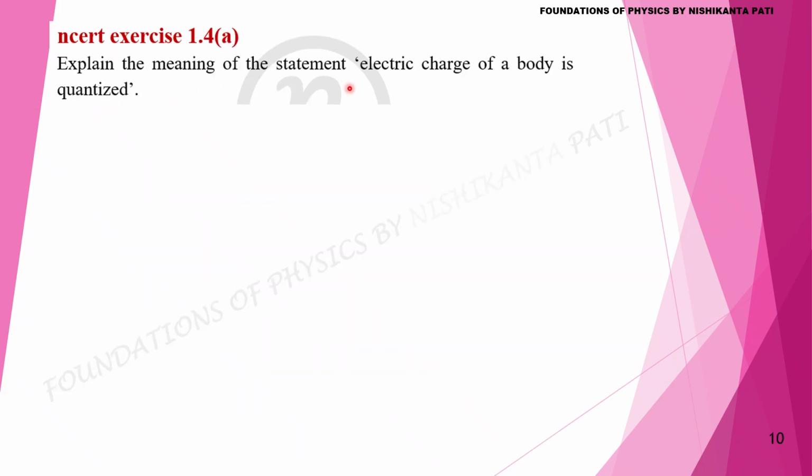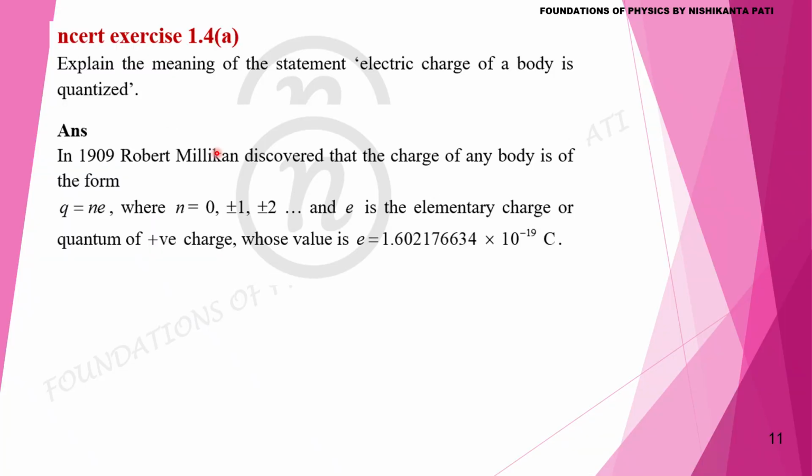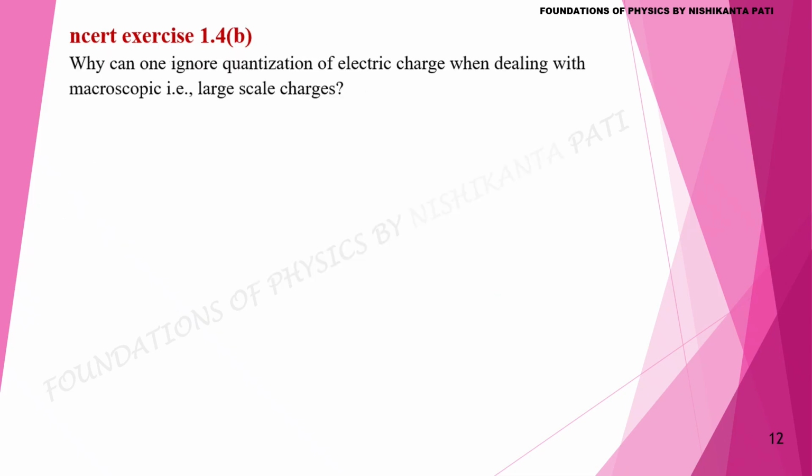Explain the meaning of the statement: electric charge of a body is quantized. Robert Millikan discovered that the charge of any body is of the form Q is equal to n e. n is an integer, e is the elementary charge or quantum of positive charge or charge of a proton, and e value is this much. Why can one ignore quantization of electric charge when dealing with macroscopic, that is, large scale charges?